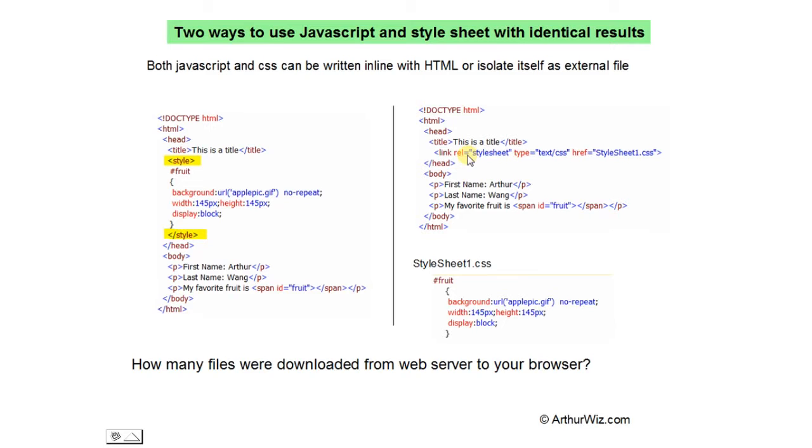So how many files were downloaded from a web server to your browser in this case? On the left hand side, there are two files being downloaded. One is the HTML file, another file is the picture file. And then on the right hand side, there will be three files: the HTML code file, the style sheets, and the picture file. So the total files downloaded will be 3.